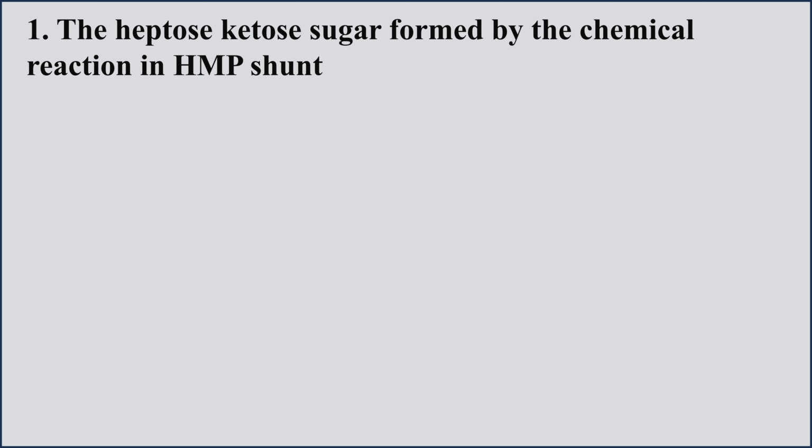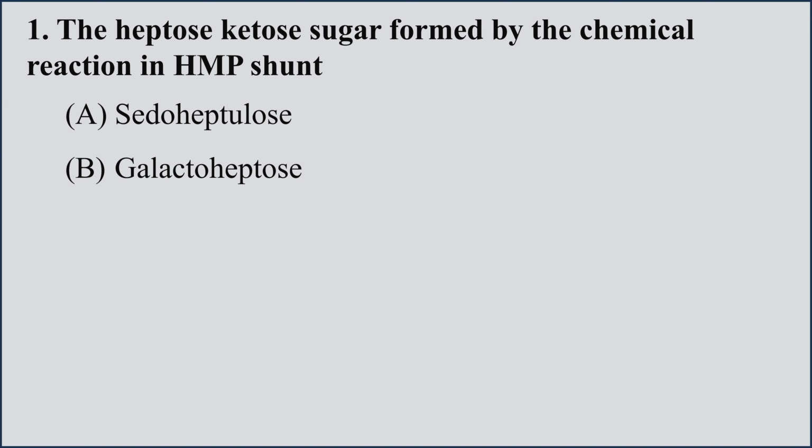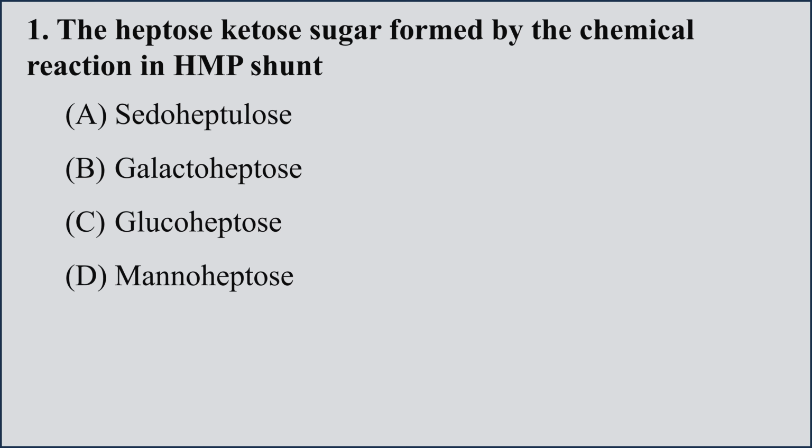The heptose ketose sugar means the 7-carbon ketose sugar that is formed in the HMP Shunt. HMP is also known as Hexose Monophosphate Pathway, and the other name is the Pentose Phosphate Pathway. Option A is sedoheptulose, B galactoheptose, C glucoheptose, D mannoheptose. The right option is sedoheptulose, the 7-carbon keto sugar formed in the pentose phosphate pathway.